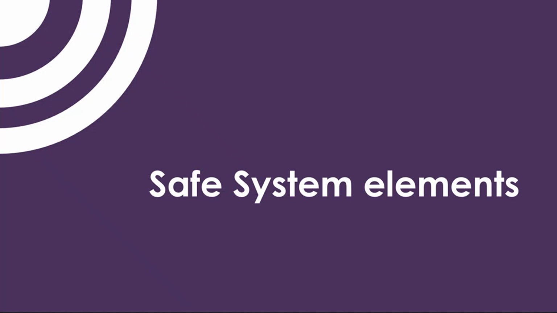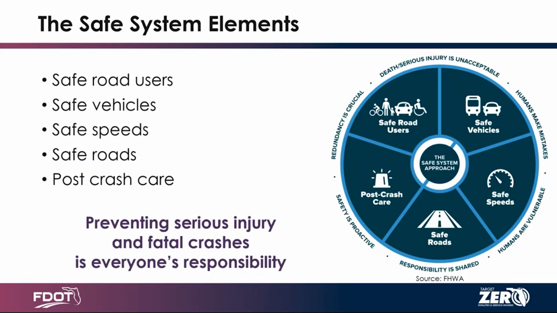All right, so we'll jump into the safe system elements then. I really like this safe system graphic, this wheel on the right side of the slide. This is FHWA's icon or graphic that they use for the safe system approach. In this graphic, you can see the 5 safe system elements around the inner part of the wheel. And then on the outside, you see those 6 safe system principles. So those 6 principles are the ones that we just went over together. The 5 elements we'll go through one by one now. Those are safe road users, safe vehicles, safe speeds, safe roads, and post-crash care.